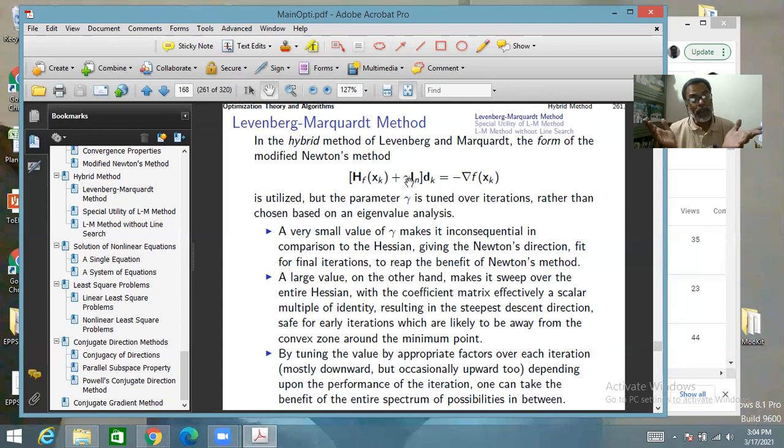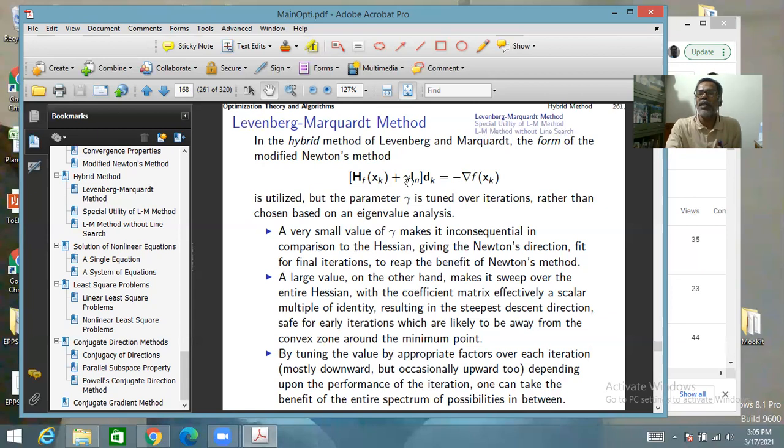So to get the advantage of both sides, in the initial iterations, global convergence of steepest descent, and at the later iterations, when you are close to the minimum point, to take the advantage of Newton's method, you tune from high to low. Okay, but not like continuously decreasing according to some factor. It's not that you start with 1000 and then go on half, half, half, half, half, half. No, nothing like that. You can go on half, half if there is progress. On the other hand, if some iteration doesn't work all right, then you can increase also.